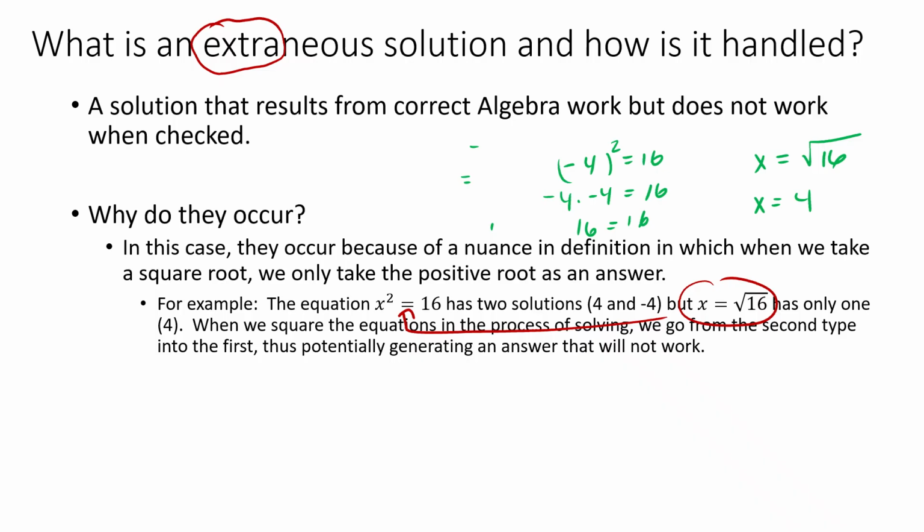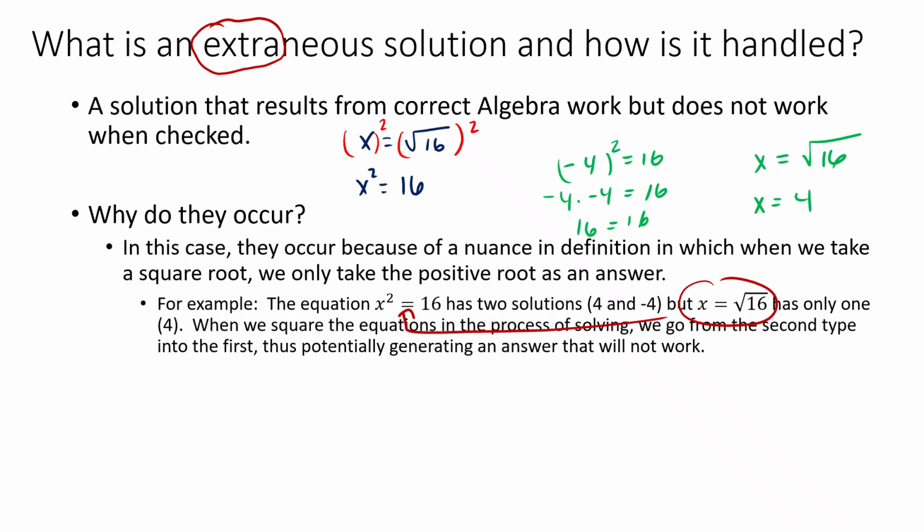Let me just clear this up and change colors. So if you had, say, that equation right there, and then you said, well, I'm going to square both sides. Now, according to our rules of algebra, as long as you do the same thing to both sides, you should be okay. So if I have x is equal to the square root of 16, then I should be able to square the left and square the right. However, when I do that, now I end up with x squared is equal to 16, and I have inadvertently generated an extra solution.